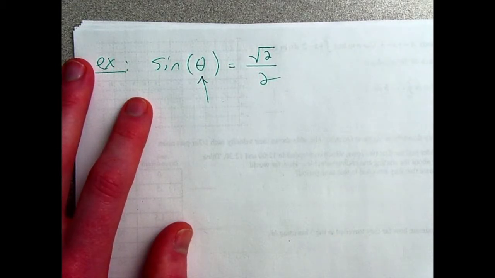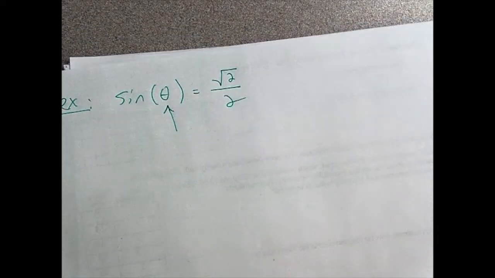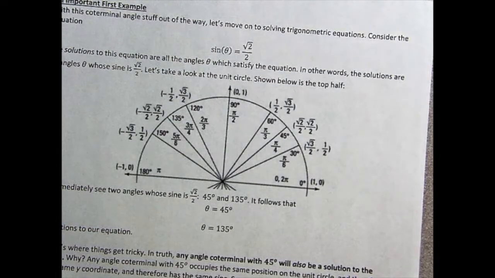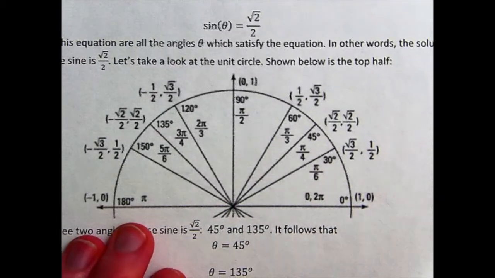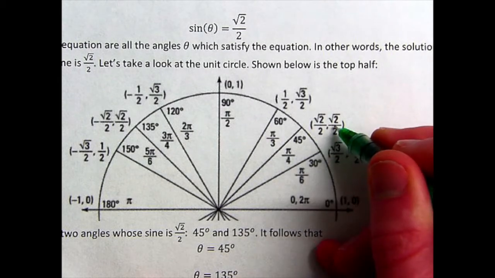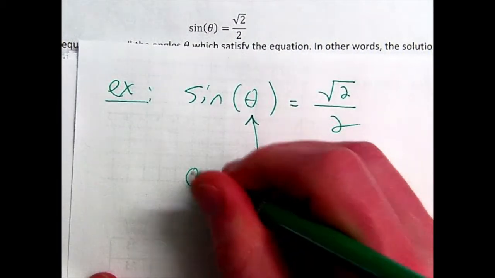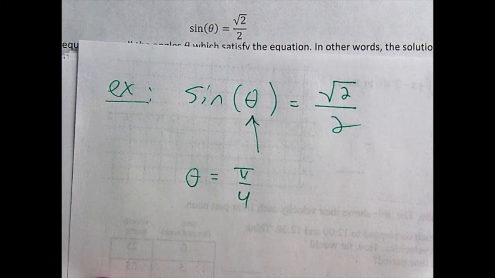That means we need to find all of the angles which have a sine of √2 over 2, right? That's what we need to do. So if we take a look at the unit circle, here's a copy of the top half of the unit circle. We can right away identify one angle as having a sine, a y-coordinate, of √2 over 2. That would be pi over 4, right? So certainly theta equals pi over 4 is a solution because that angle has a sine of √2 over 2.